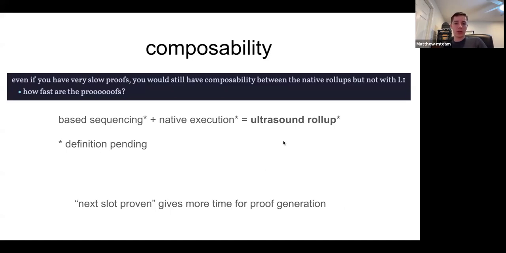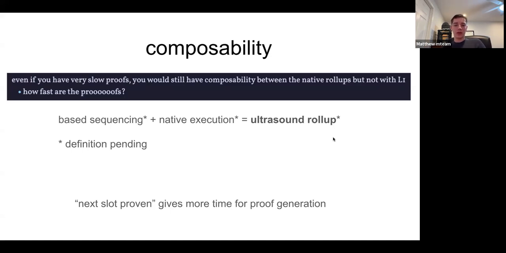The key property that I want to look at is how base sequencing and native execution work together. We call it ultrasound, but let's imagine that we use it primarily for composability. I think that's the key benefit. This phrase, "next slot proven," is what Justin and I used to describe the native rollup property where you can provide a proof almost after the block is proposed. This gives you more time for proof generation. One of the bottlenecks for base rollups and working on proving is proving latency, because the higher the proving latency, the less time you have to build a block and get order flow.